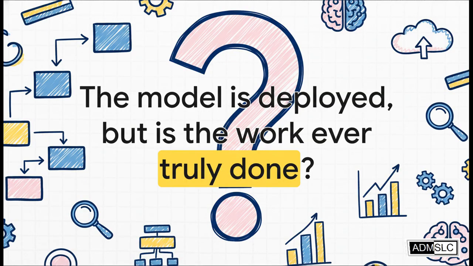Which brings us to our final and maybe most important takeaway. The world is constantly changing. New data comes in, people's behaviors change, and new patterns emerge. Because of this, a machine learning model isn't some static artifact you build once and forget about. It's a living system. And just like any living system, it needs continuous care and feeding to stay sharp and effective.